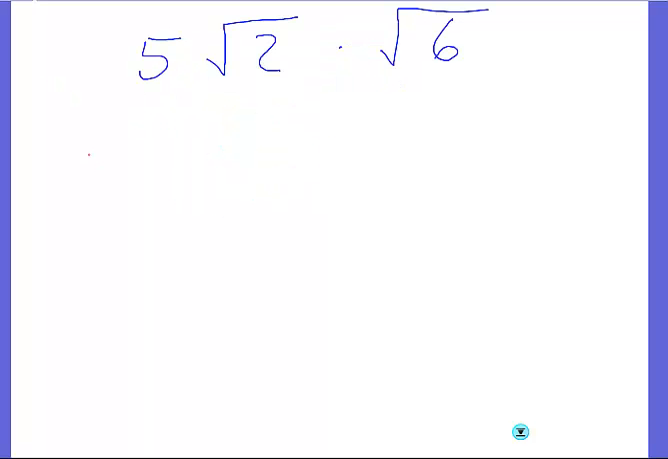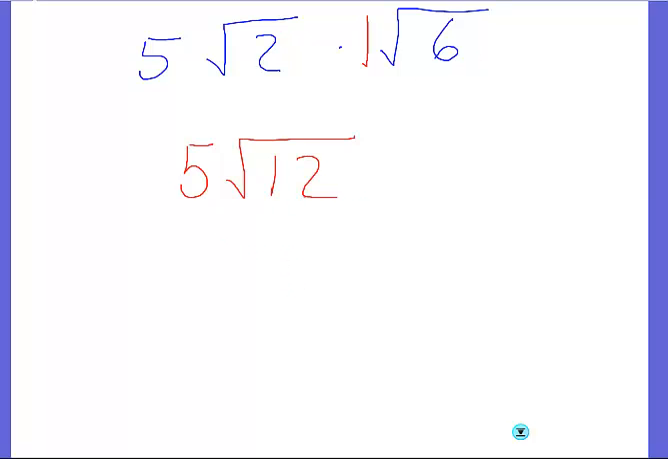Moving along. This one's a little different because you have 5 square root of 2 times the square root of 6. Okay? But even though it's different, it's still pretty easy. If you notice, this 5 is outside the square root. Any numbers outside the square root, when you're multiplying them, you multiply outside by outside, inside by inside. So if we look here, out front of the square root of 6 is really just a 1. Okay? So it's going to be 5 times 1 is 5. Square root 2 times 6 is 12.